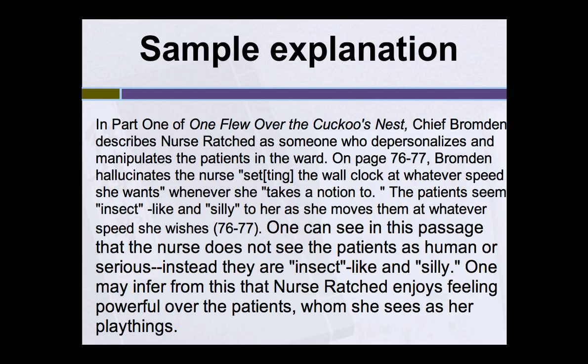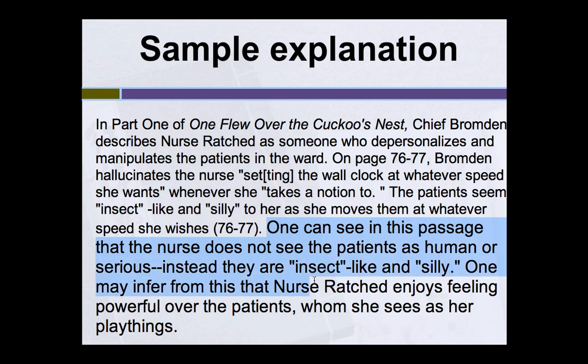So here's an explanation. Sample. In part 1 of One Flew Over the Cuckoo's Nest, Chief Bromden describes Nurse Ratched as someone, and we just got that whole thing. The patients seemed insect-like and silly, so she can move them wherever or at whatever speed she wants. Okay, here comes the explanation, the bottom piece of bread.